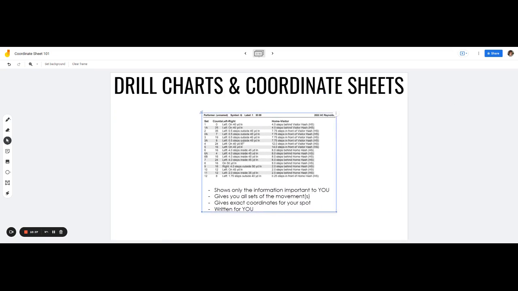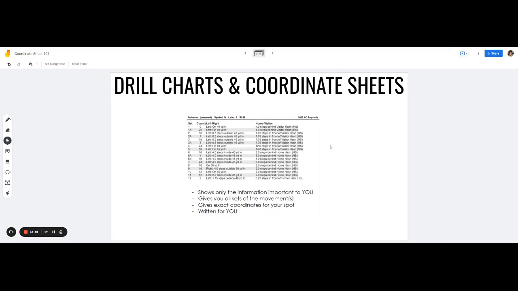So please make sure that you always bring your coordinate sheet to your rehearsals. So that way we can always make sure that our drill charts look and feel amazing. Again, if you have questions, feel free to post a comment on this video or reach out to your section leader or an instructor and we'll help you out.